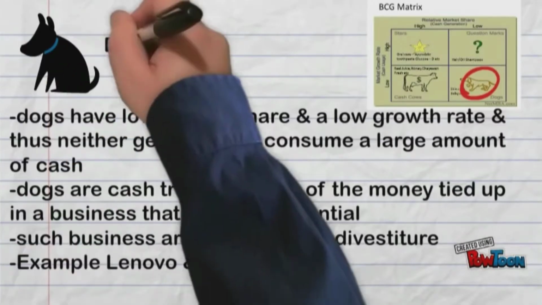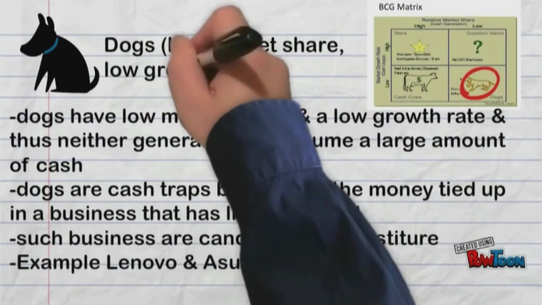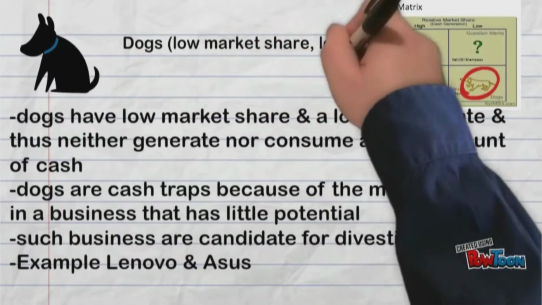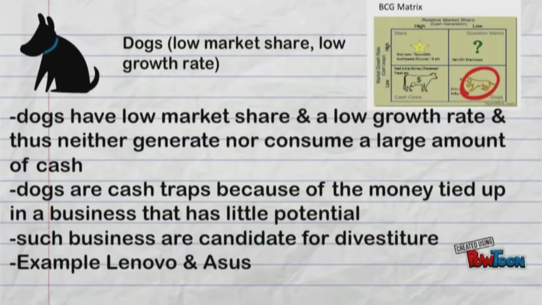Dog, also known as pet, dogs are units or products that have both low market share and low growth rate. They are frequently break even, neither earning nor consuming a great deal of cash. Dogs are generally considered as cash strapped because businesses have money tied up in them even though they are bringing back basically nothing in return. These business units are prime candidates for divestiture, for example, like Lenovo and Asus.